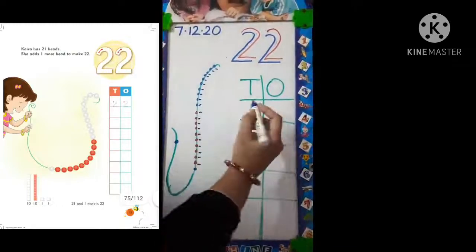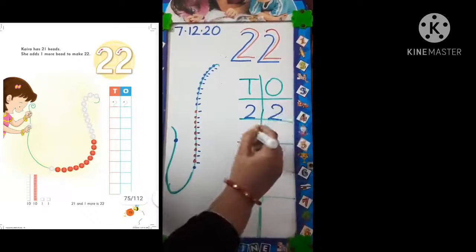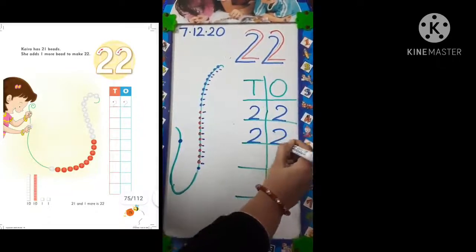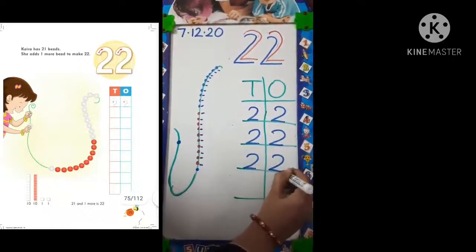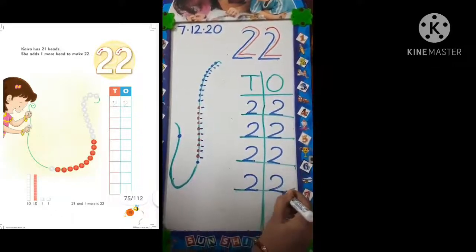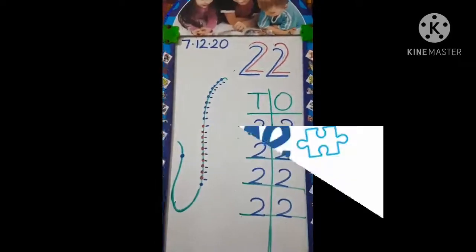So let us write it here. 2 and 2, 22. One, two in the T house and one more 2 in the O house. 2 tens and 2 ones. 1, 2 and another 2, number 22. Complete this page and click a pic and send it to your teacher.